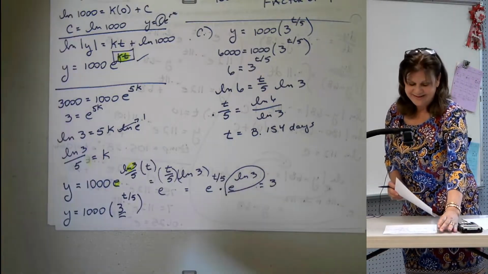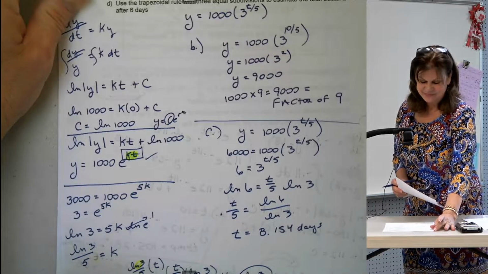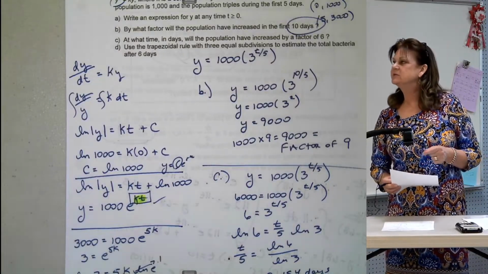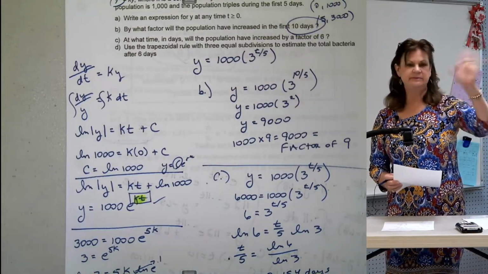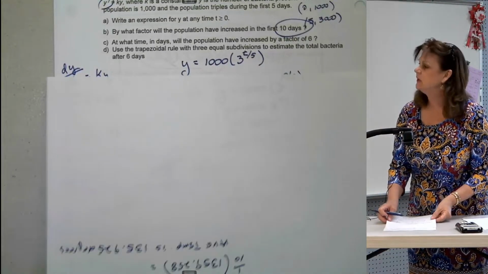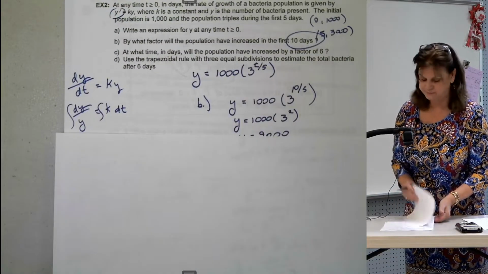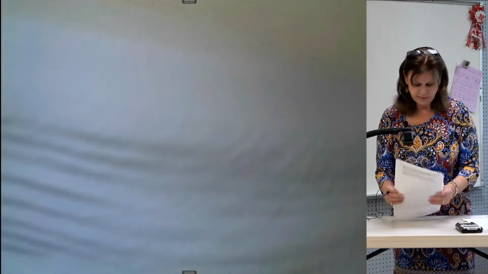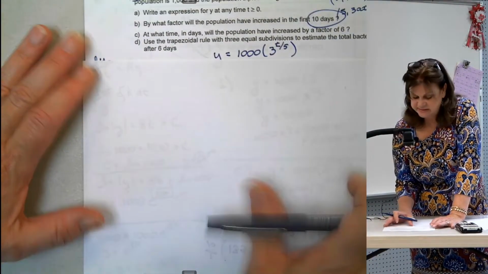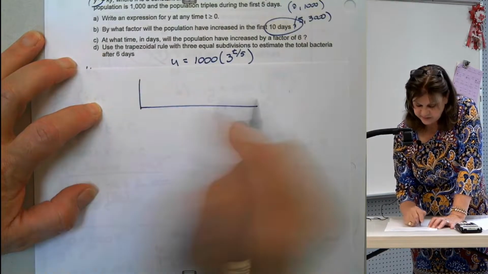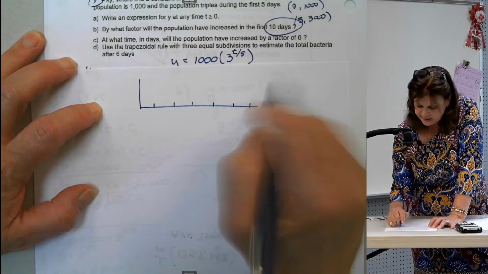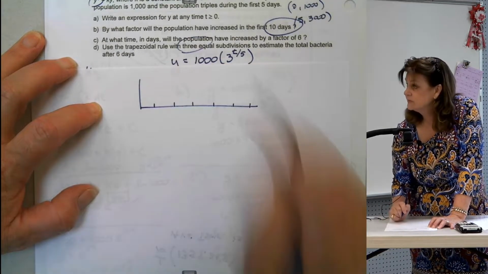Then all of a sudden, here we come on D of the question. Using the trapezoidal rule with 3 equal subdivisions, so now everything you've done, you're not doing anymore. So we're going to use the trapezoidal rule with 3 equal subdivisions. So here we go, to estimate the bacteria after 6 days. Again, please, if you're doing trapezoid, do a number line: 1, 2, 3, 4, 5, 6. We're looking for 3 equal subdivisions.